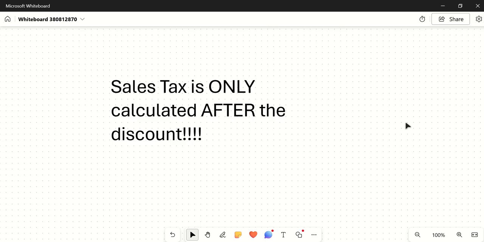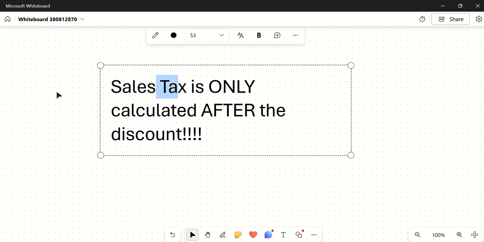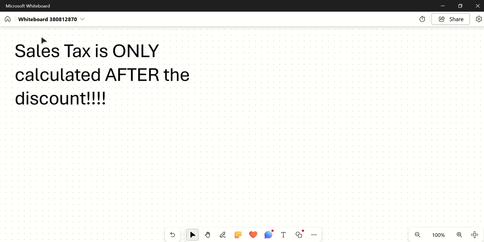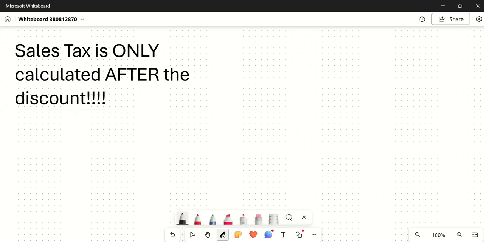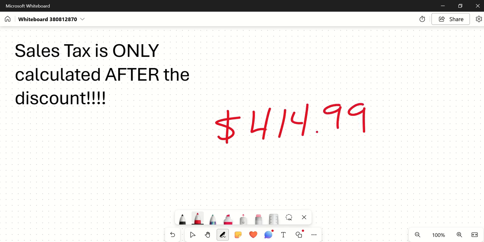If anybody taxes you on the original price and then gives you a discount and gives you the tax on the original price, it is illegal. Don't let them do that. So basically what would happen is this. What was our price that we paid, ladies and gentlemen? $414.99, right? Okay, that's what I paid after the discount.